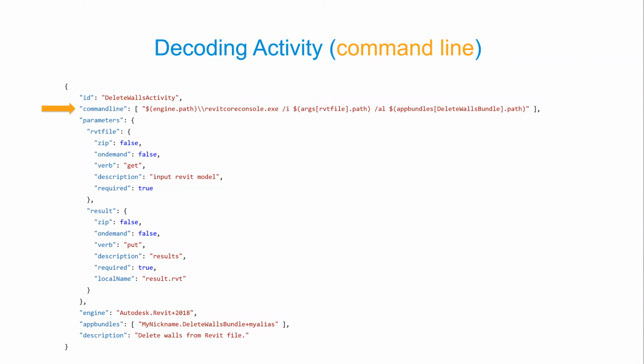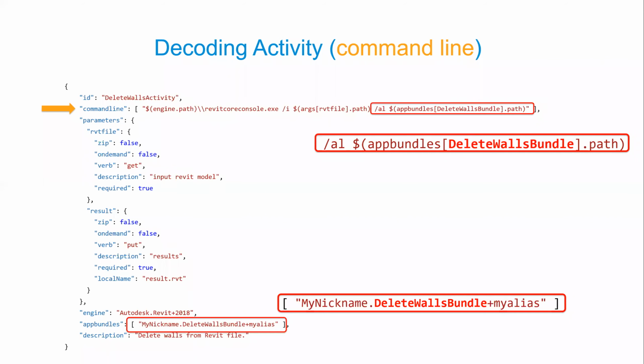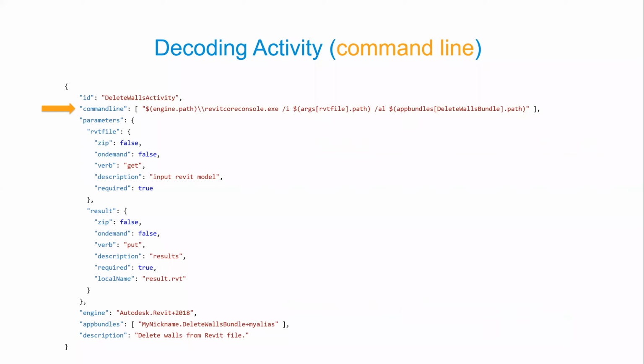This next syntax remains the same for all your app bundles and all your activity definitions. Just insert the name of the app bundle here; in this case, it's the delete walls bundle. Whatever the name of your app bundle is, you'll have to insert that. Your activity refers to an app bundle with its fully qualified ID, which is nickname dot app bundle name plus your alias. Please read the documentation about all this. I have not covered this in this talk today. You can read about what a fully qualified ID and an unqualified ID are and when to use both. In this example on the slide, both got used.